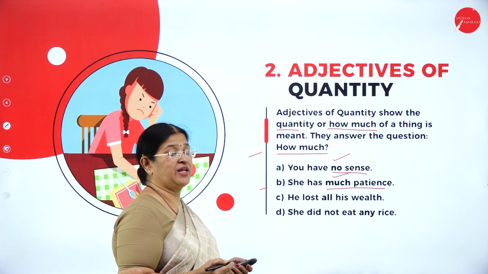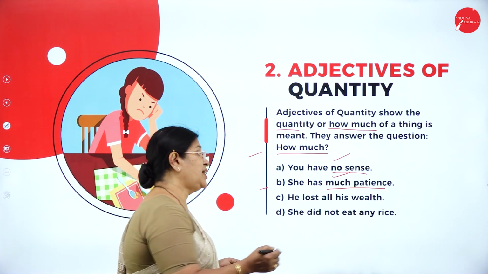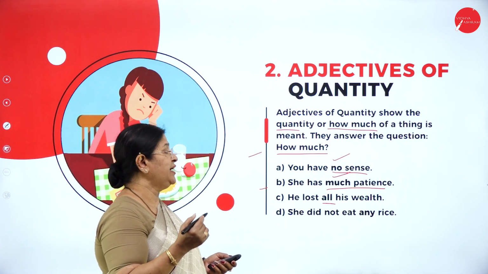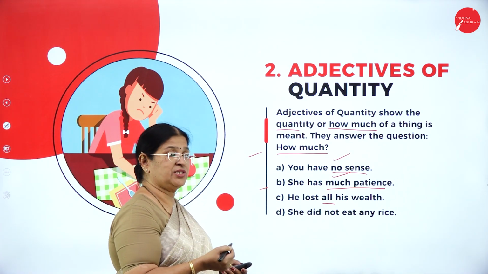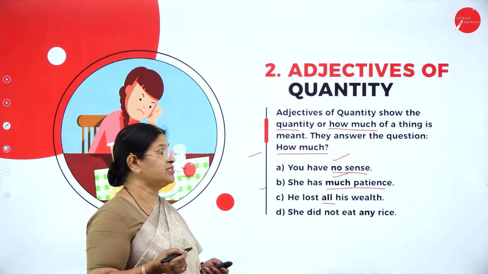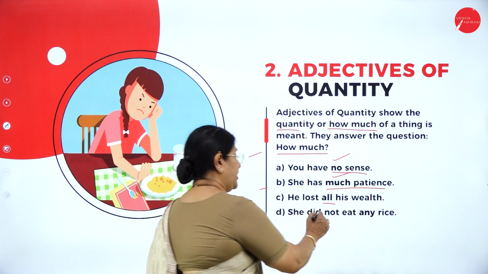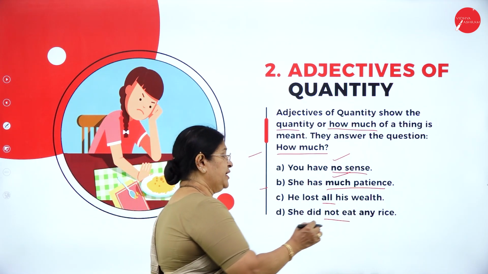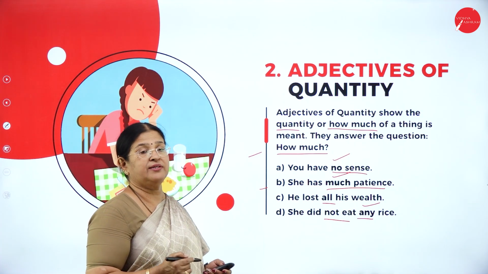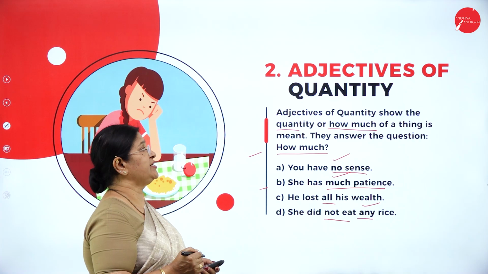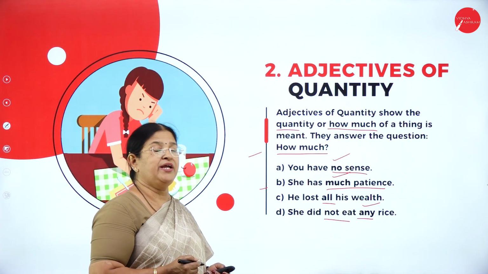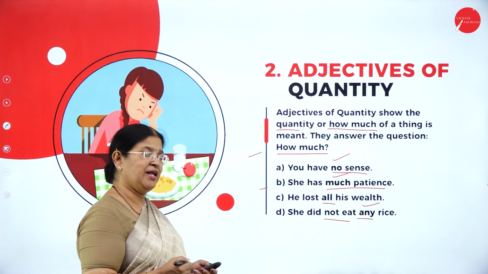He lost all his wealth. What did he lose? He lost all his wealth. How much wealth did he lose? All his wealth. If you pose a question like how much, you get to know the adjective of quantity. She did not eat any rice. How much rice did she eat? She did not eat any rice. Any rice. This is the second type of adjective, that is the adjective of quantity. Hope you have understood what is adjective of quality and adjective of quantity with suitable examples.